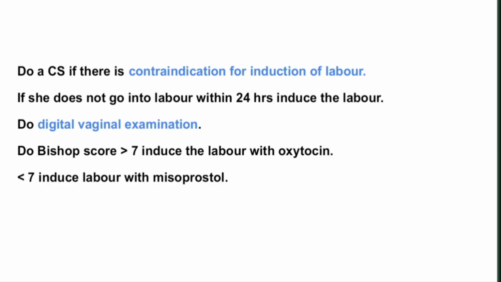So we do a digital vaginal exam, then we make our Bishop score, or we grade our Bishop score. If it's greater than 7, we need to induce labor with oxytocin, and if it's less than 7, we need to induce labor with misoprostol.